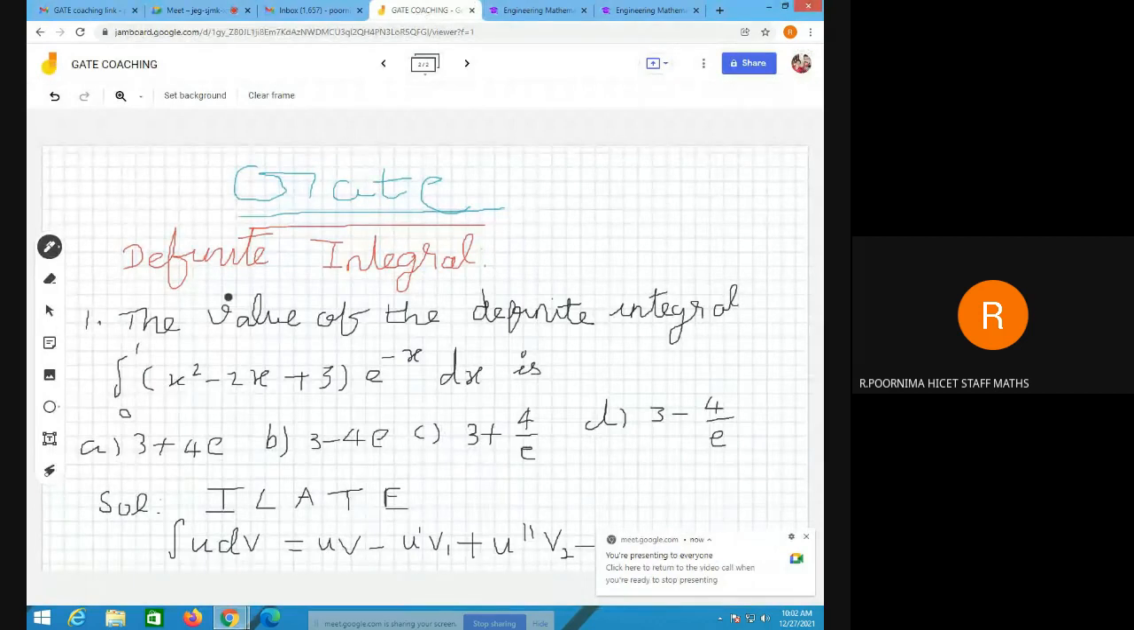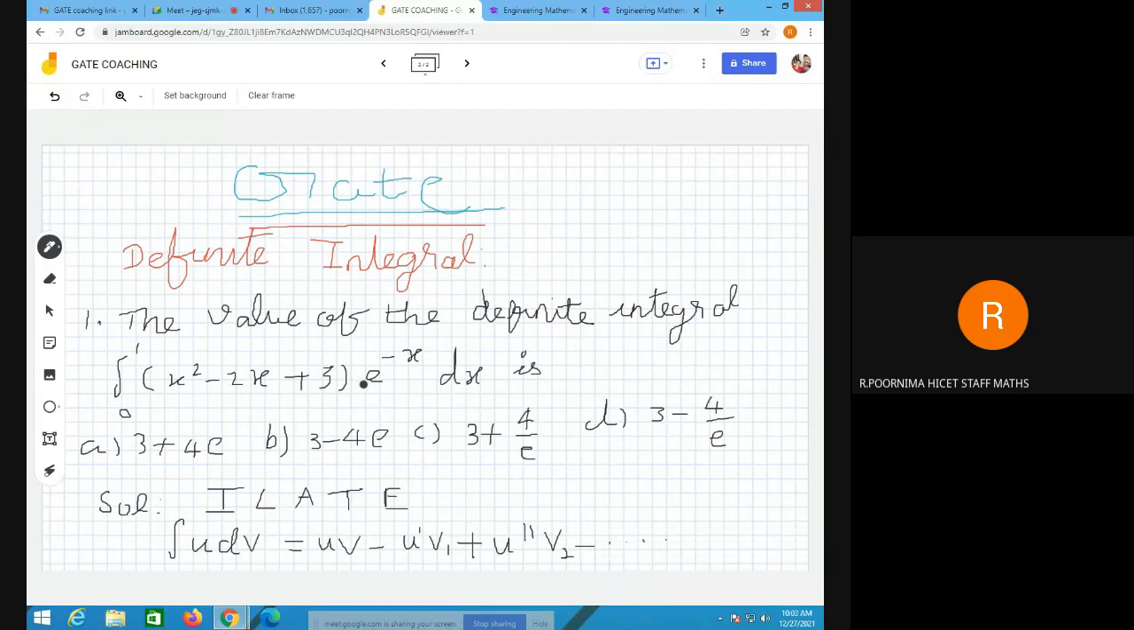So the first question is from definite integral. The value of the definite integral from 0 to 1 of (x square minus 2x plus 3) into e power minus x dx is: the choices are 3 plus 4e, 3 minus 4e, 3 plus 4 by e, and 3 minus 4 by e. You already know the concept of ILATE. This is an integral where more than one term is in a product, so we assign one term as u and the remaining terms as dv. As per ILATE, you already know this, I have taught you in class.